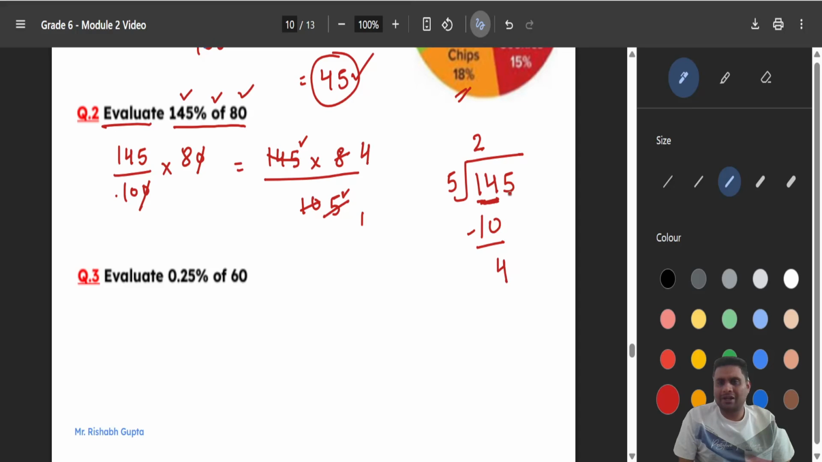Now what will I do? I have another number here. Yes, we will bring it down. Now I have 45. Do I have 45 in the table of 5? Yes. 5 times 9 gives me 45. Do minus, get 0. This is your answer. How much? 29. Now what do I have left here?